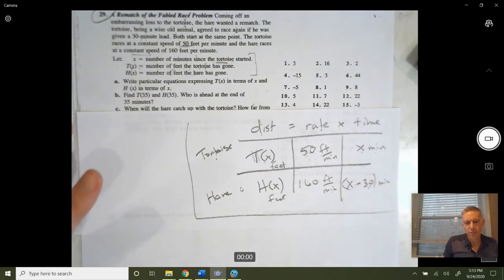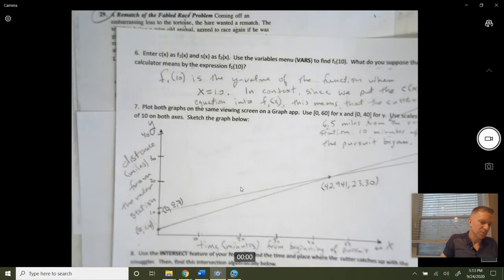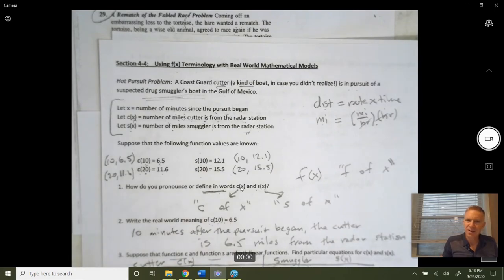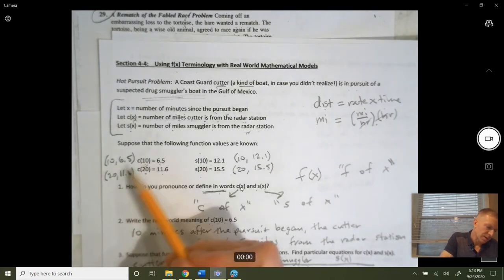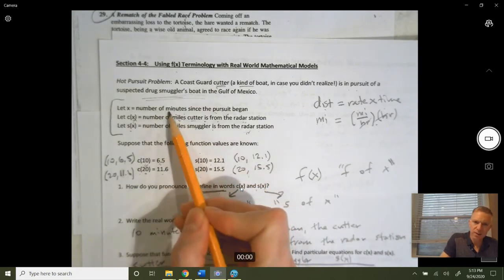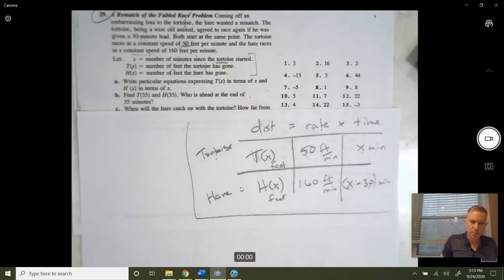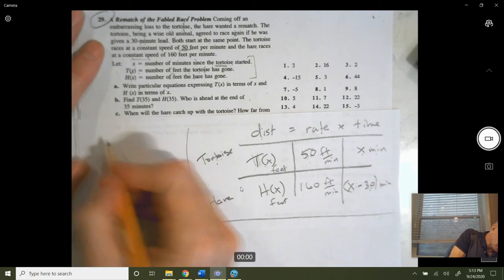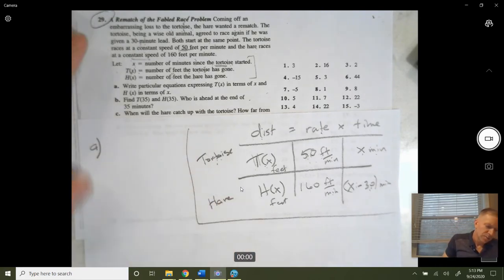Now be careful. When we did the other problem, it was a distance, rate, and time problem. But the problem is they didn't give us that kind of information. They gave us ordered pairs. They didn't give us the time of one with respect to the other. So it was a slightly different way to do the problem, because of the information they gave us.